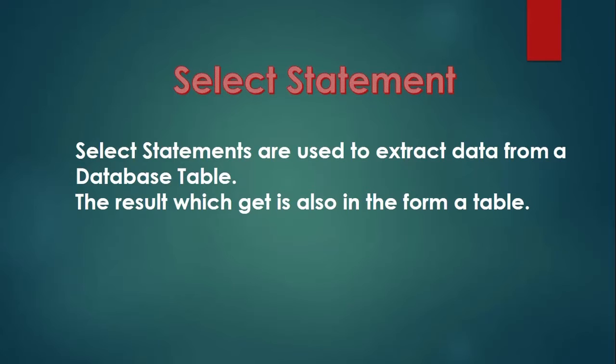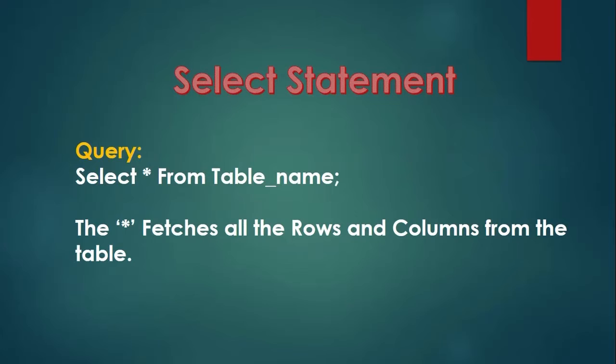We had covered the CRUD operations in the previous video. Today we will understand the select statement in detail. So basically the select statement is used to extract data from our database, and the result which we get is also in the form of a table. The simplest select query which we can write is select star from the table name. The star here means that it will fetch all the rows and all the columns from the table.